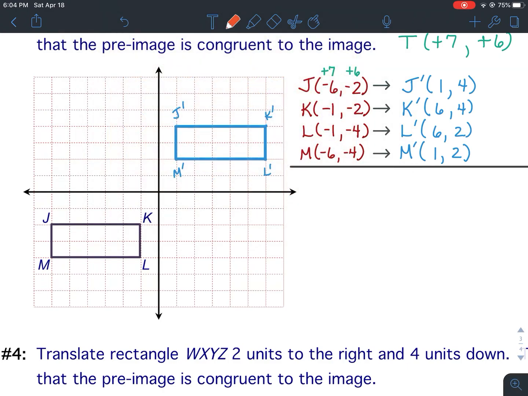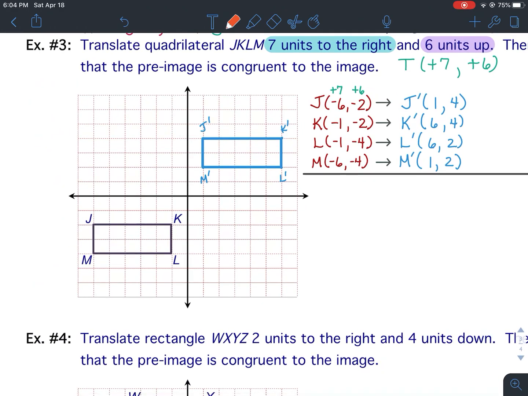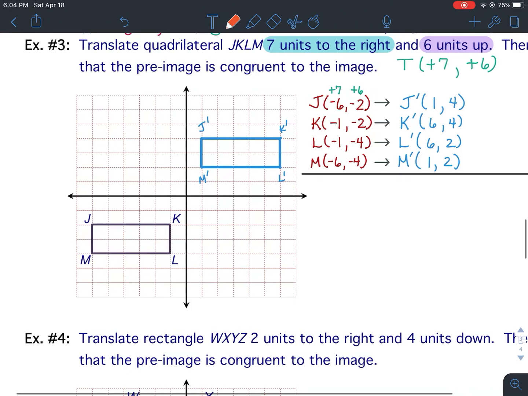Now we're going to check to see if we are correct. So let's count from L to L prime. Let's go over 7. 1, 2, 3, 4, 5, 6, 7. And now we need to go up 6. 1, 2, 3, 4, 5, 6. We are correct. Get rid of that so we don't see it. So if you did that for each one, you could check each figure to make sure it's correct. Remember, it should have stayed the same shape and size, so double check all of that. And that is the first part for example 3. If you have any questions, let me know.